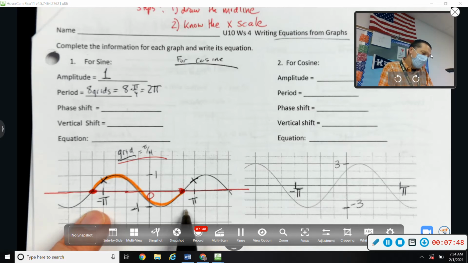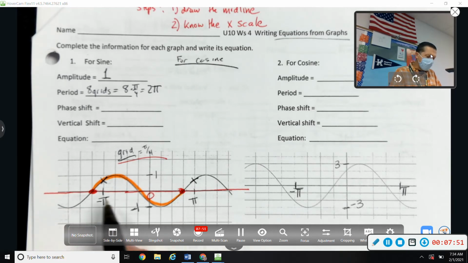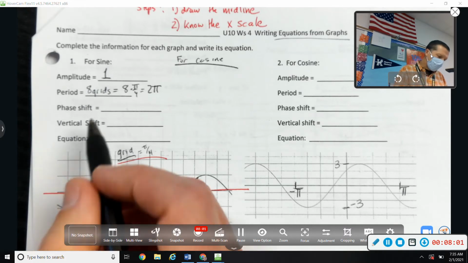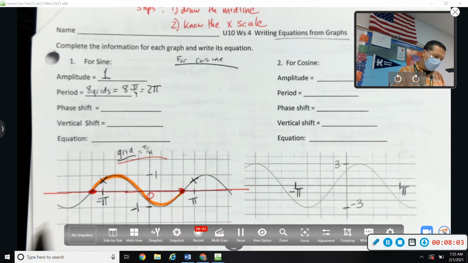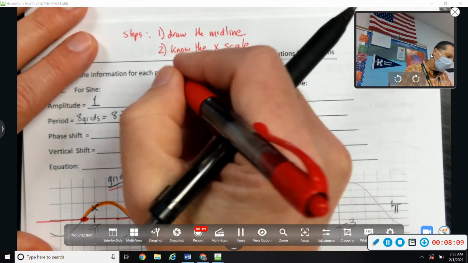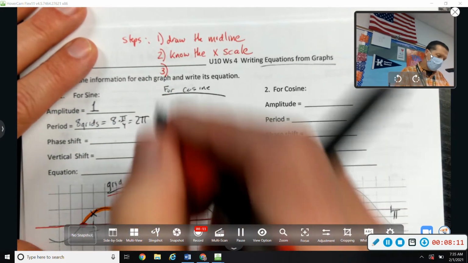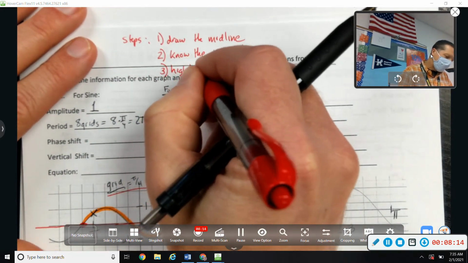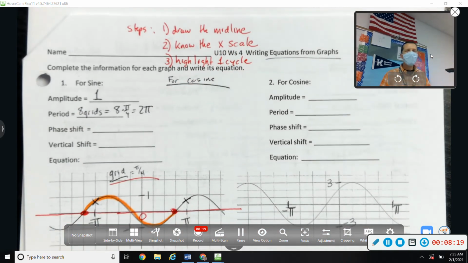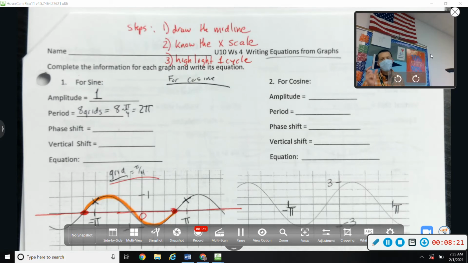And so some people are more methodical about counting the grids from start to finish. Others can look at it and kind of eyeball it. Either way is okay. Right? Phase shift. Well, if this was our starting point, kind of making this up on the fly here, but a third thing we should probably do is highlight one cycle. I already did that. That'll help you find the period. It'll also help you find the phase shift.